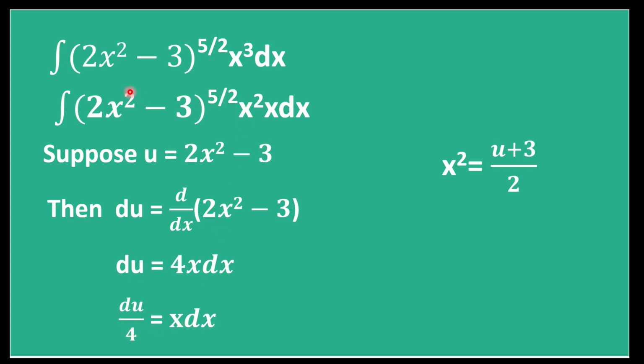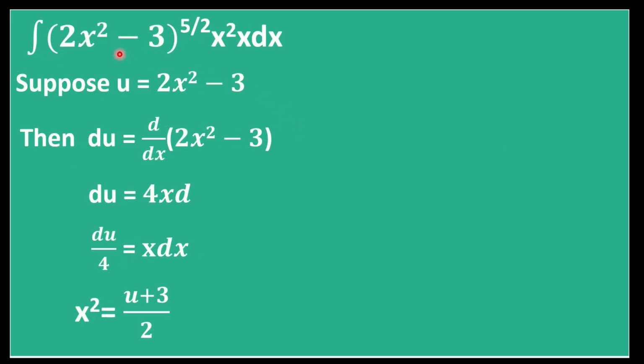Now, if you look over here, we have all these values in terms of u, because we have the value of 2x² − 3, we have the value of x², and we have the value of x dx. So therefore we will put these values. Let's put these values. We will put 2x² − 3 equal to u, so this will become u^(5/2).